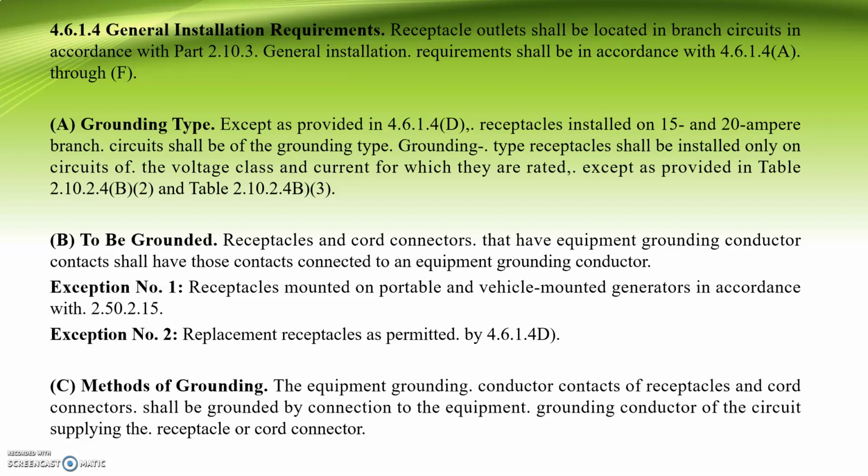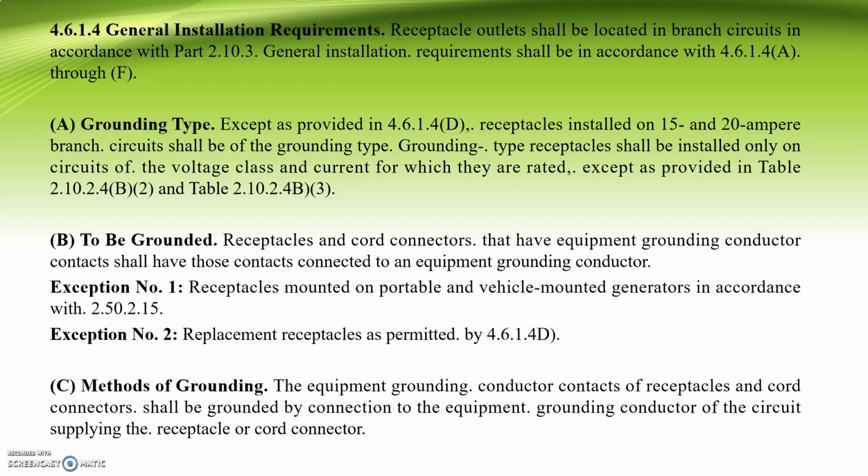A, grounding type. Except as provided in Chapter 4.6.1.4d, receptacles installed on 15 and 20 ampere branch circuits shall be of the grounding type. Grounding type receptacles shall be installed only on circuits of the voltage class and current for which they are rated, except as provided in Table 2.10.2.4b2 and Table 2.10.2.4b. B, to be grounded. Receptacles and cord connectors that have equipment grounding conductor contacts shall have those contacts connected to an equipment grounding conductor.